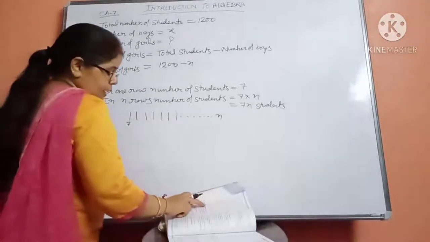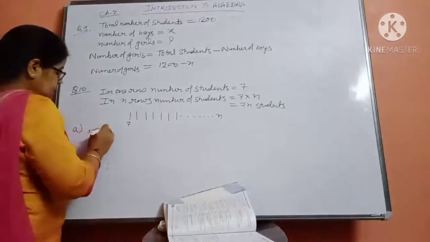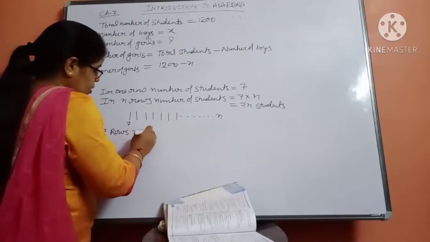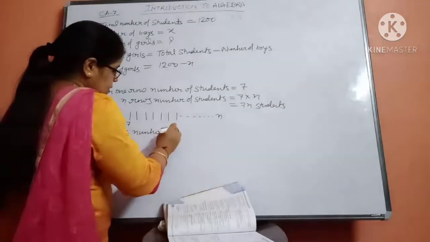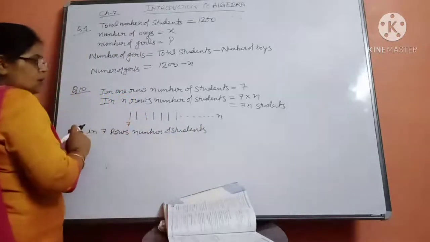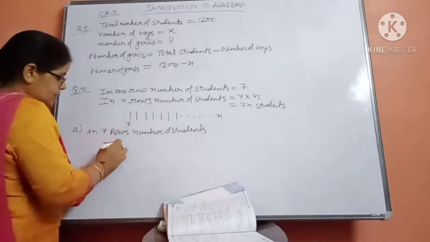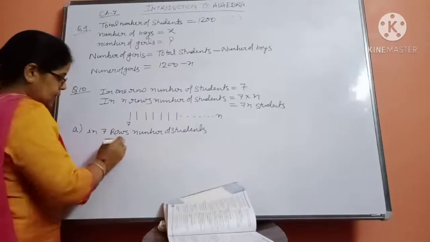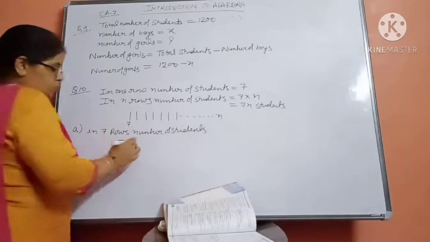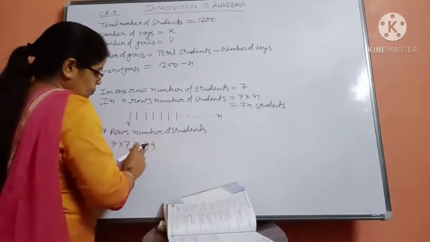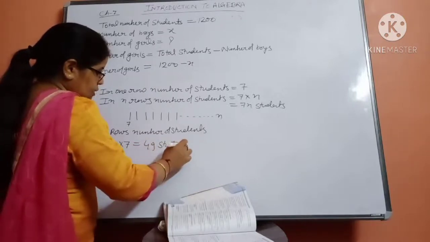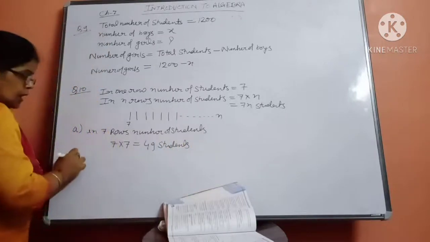Now see part A. If in 7 rows, the number of students. Okay, beta, this time we have given 7 rows. In one row the number of students is 7, and how many rows are there this time? It means in place of n, this time we have to put 7. So how many students will there be, beta? 49 students.